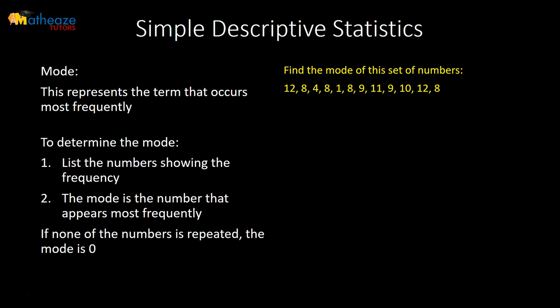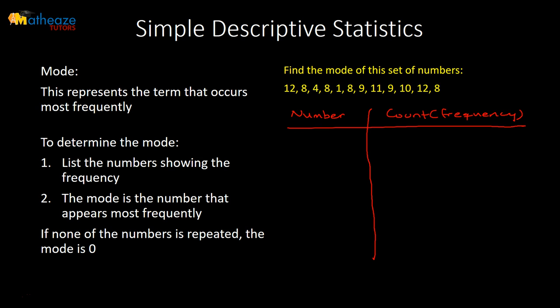Now let's look at the mode. The mode is a way of identifying the term that appears the most frequently. So here's what we're going to do. We're going to look at each of the terms in here, and we're going to assign a count to them. We can draw a little chart with number and count. Some will say frequency. So let's do that here. So we have 12. How many times do we have 12? 1 here, 2 here. So we got 2 right here.